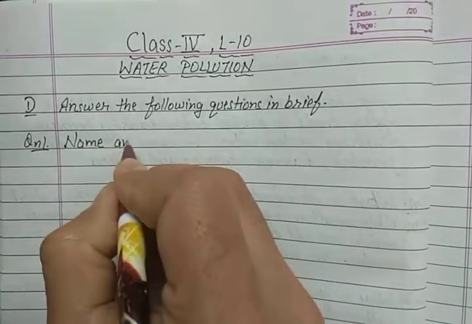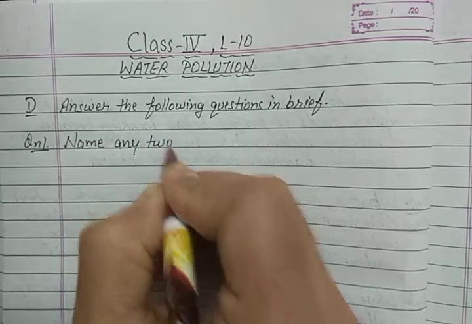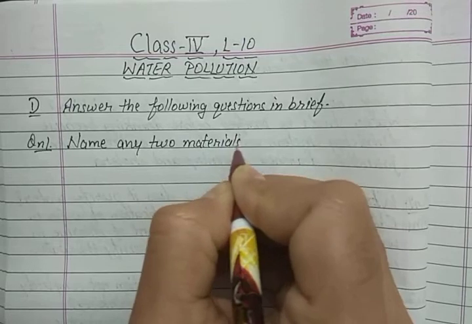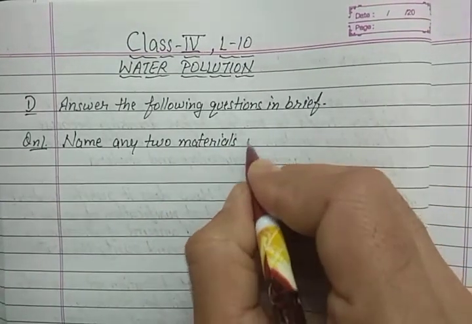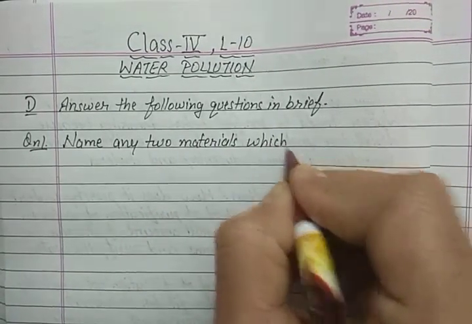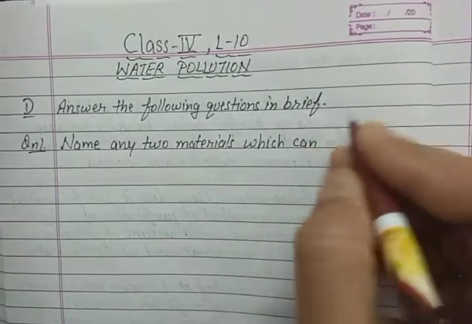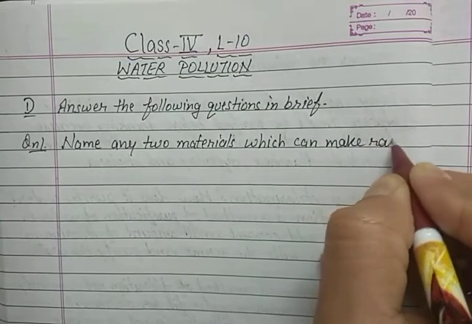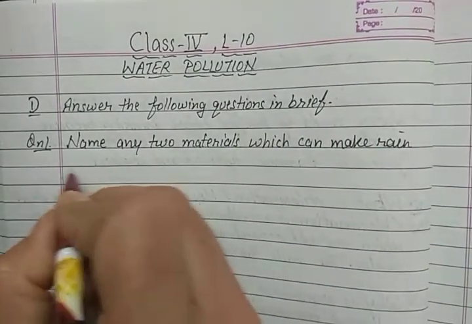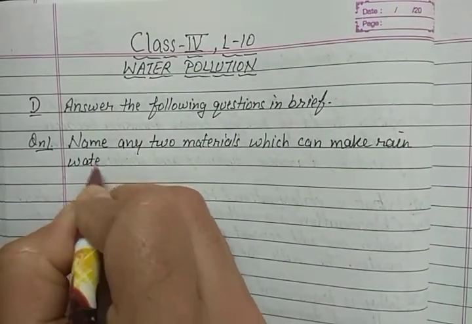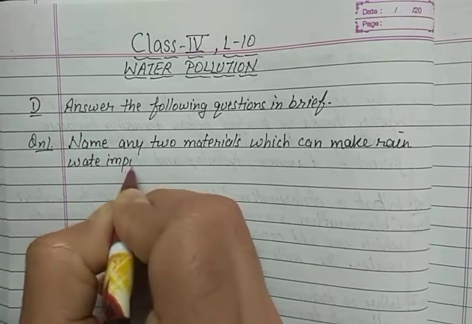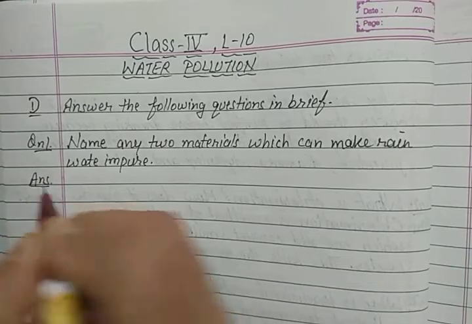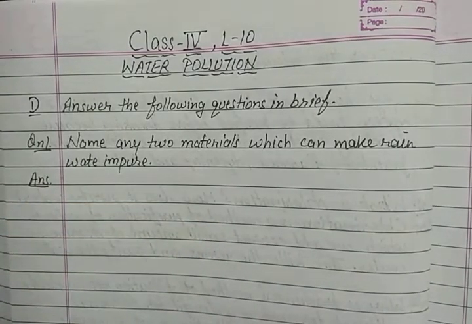Name any two materials which can make rainwater impure. So you know that when rainwater just forms, it is the purest form of water.